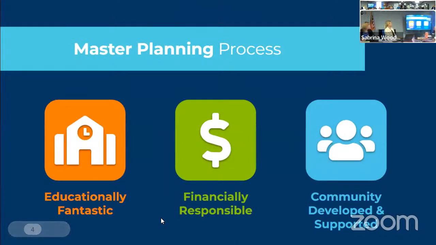SHP has been helping us and guiding us to facilitate the master planning process, and they asked us to focus on these three areas as we continued throughout our work. First being educationally fantastic, and that is also why I shared the visioning symbol in the preceding slide. Also being financially responsible, as well as community developed and supported, which has been very important to this entire process.